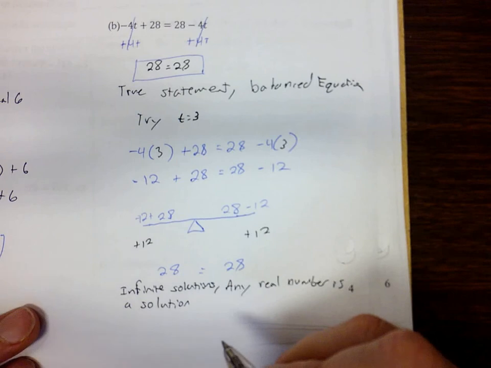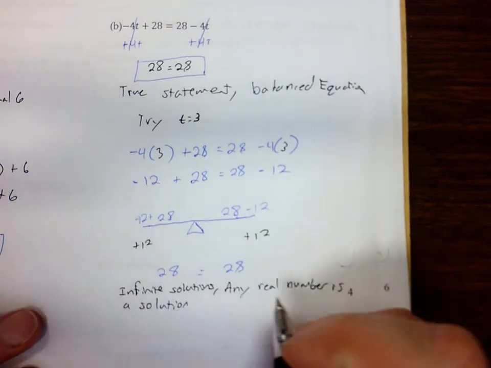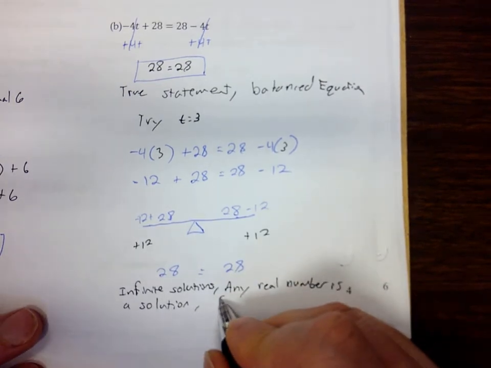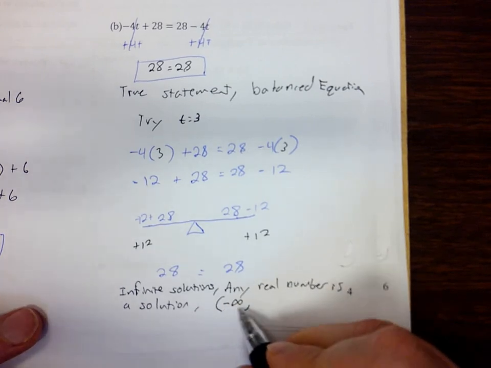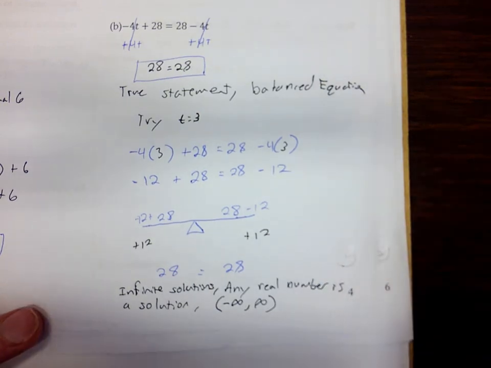There are lots of ways we'll write this over the semester. I don't think we do interval notation, but you may see it. So I'll go ahead and write it. Another way of saying it is your solution is anything from negative infinity to positive infinity. I don't believe that's in this section, but I'll go ahead and throw it in there.